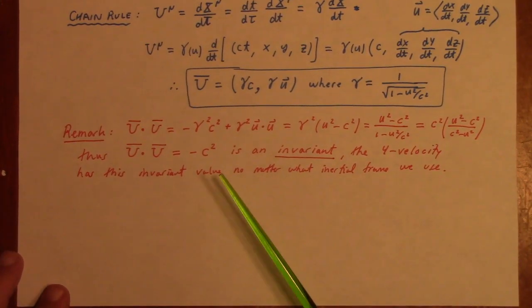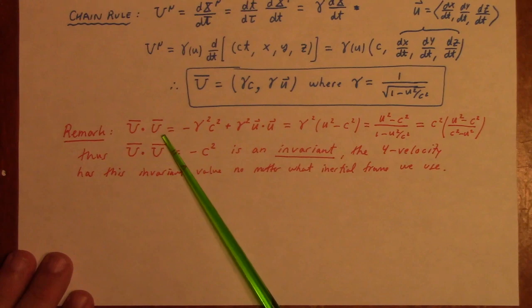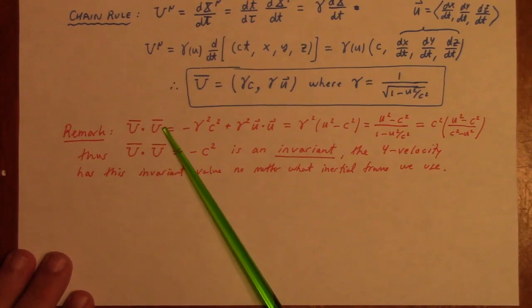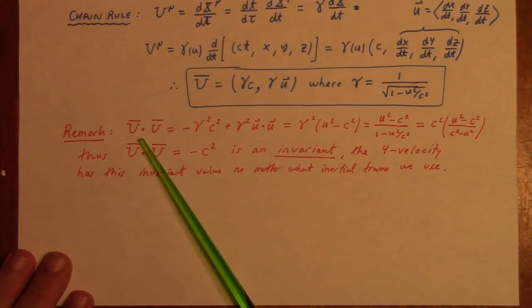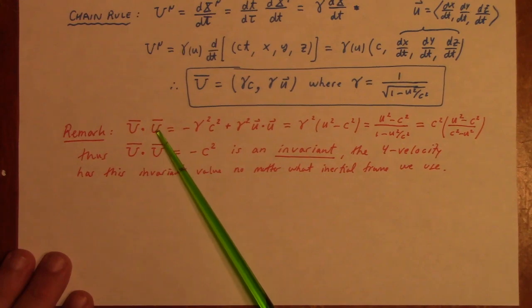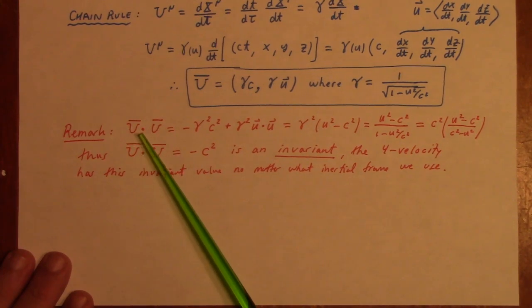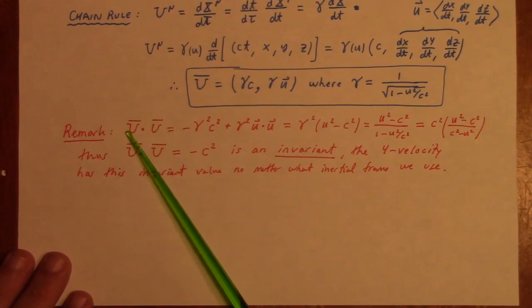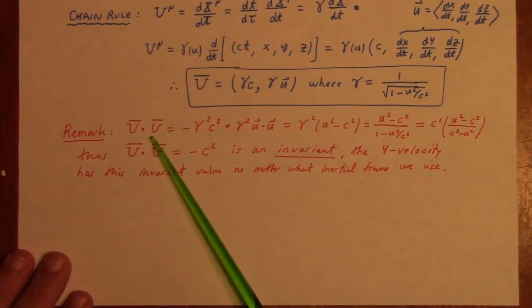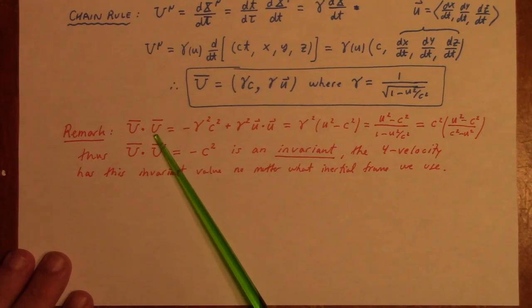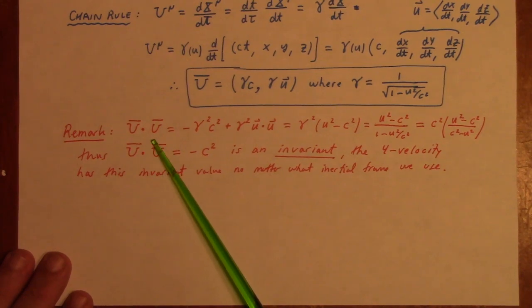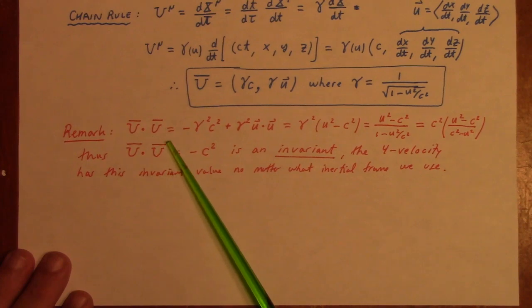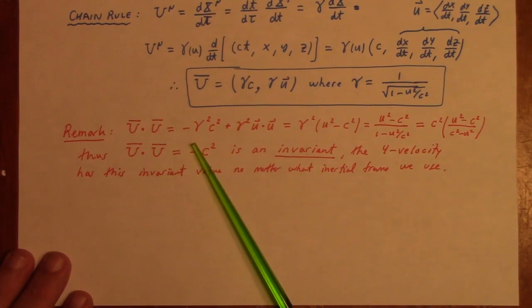Now, notice that the 4 velocity dot the 4 velocity is an invariant. To be more precise, this is u lower nu, u upper nu. It's a contraction across an upper and lower index. It's an invariant. You can prove that this is the same value in any 2 different frames of reference that are related by a Lorentz transformation. And anyway, you can also calculate it.